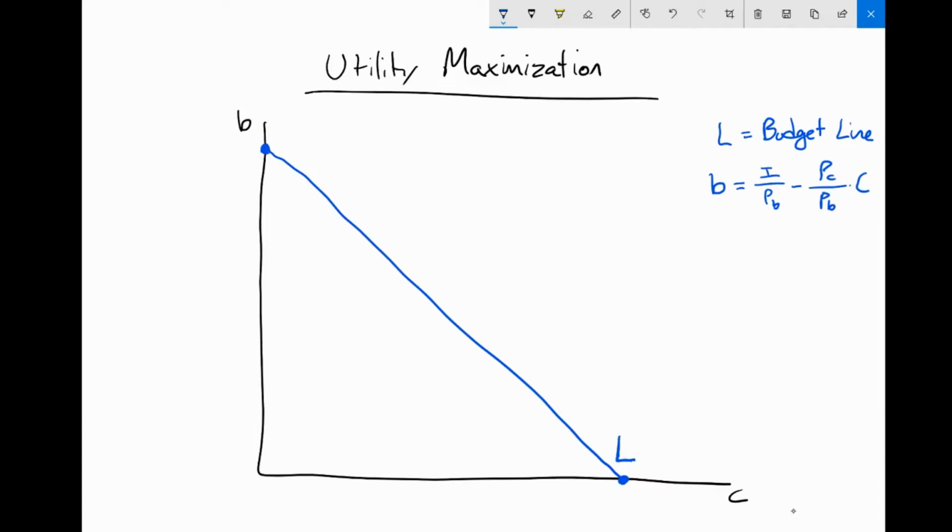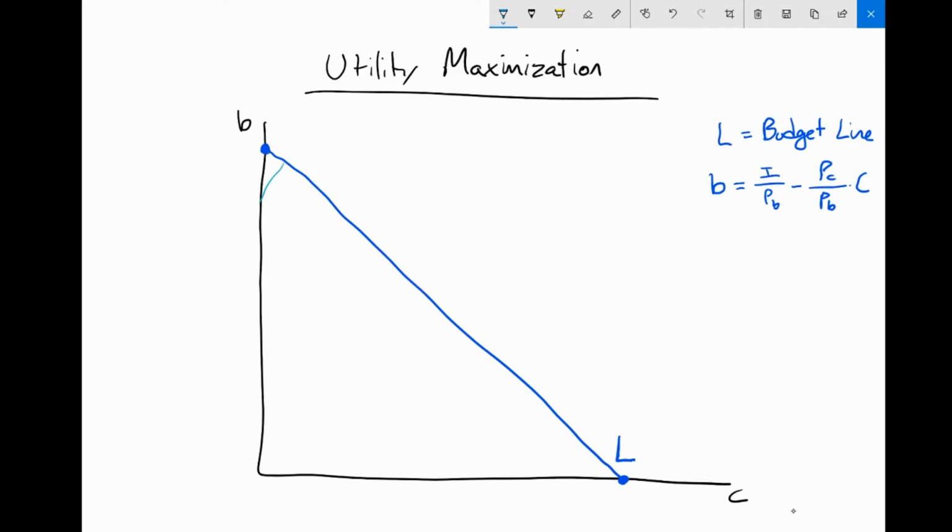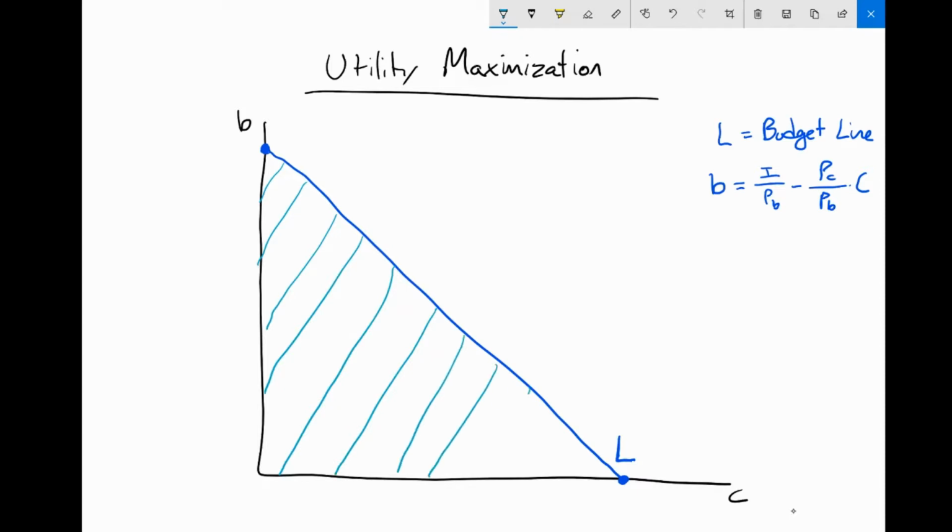Everything that lies below the budget line, and the budget line itself, is the opportunity set. That is all the possible combinations of bagels and coffee that the agent is able to afford. So they can afford everything in blue. Everything on the line and everything below it they can afford. They cannot afford anything that lies above it.